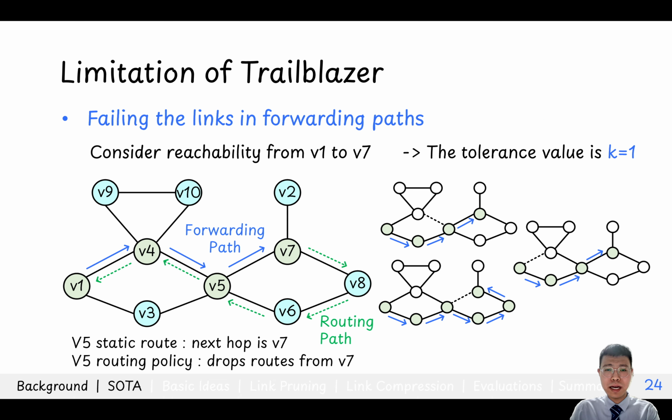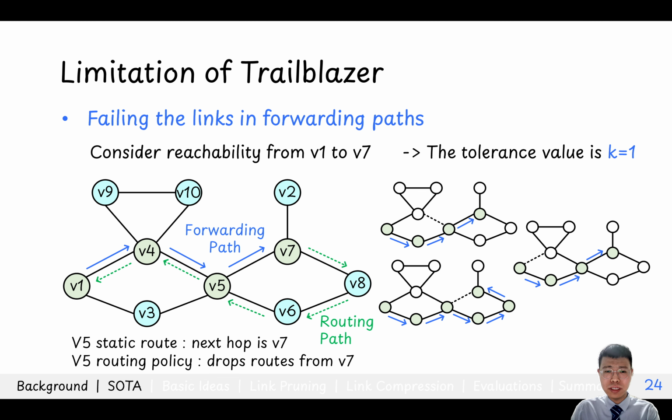Let's take Trailblazer as an example. It reduces the SMT search space by focusing only on links along the forwarding path. For instance, consider reachability from V1 to V7. In this network, the forwarding path is marked by blue lines: 1, 2, 4, 2, 5, 2, 7. Due to the routing policy, the routing path is different from the forwarding path and is marked by green lines.